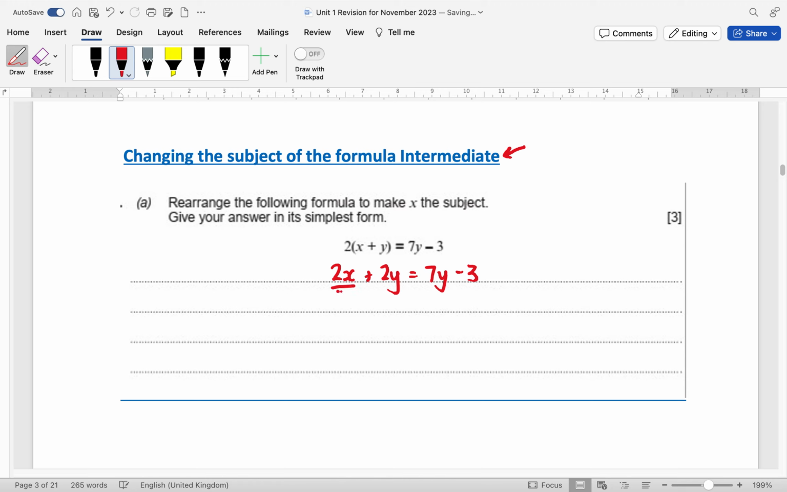The only subject term is this one. So the 2y can go over here as minus 2y. The opposite of timesing by 2 is to divide by 2, so this side needs to be divided by 2. However, I have spotted that I can simplify this. I've got 7y take away 2y, which is 5y, minus 3. But also then I've got to divide by that 2, which is before the x.